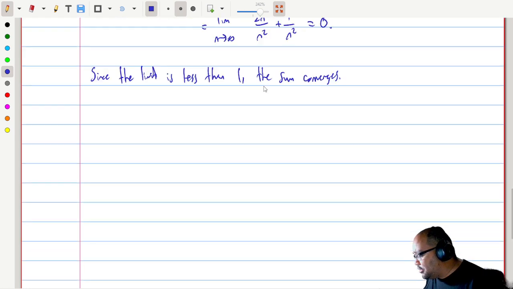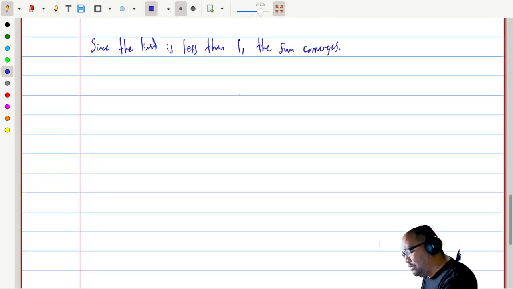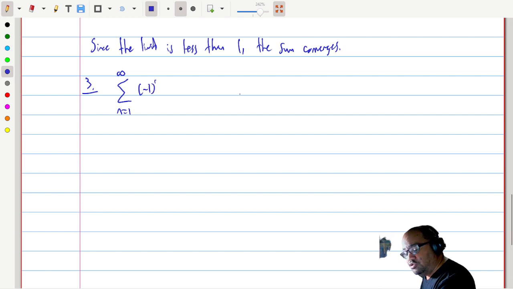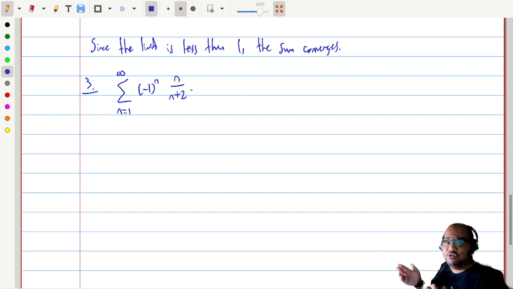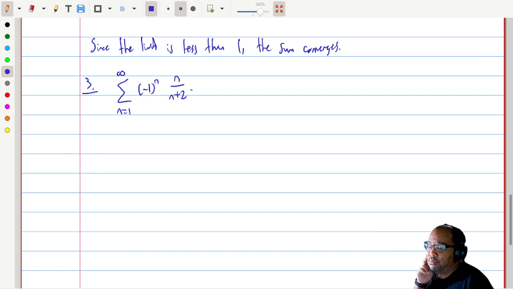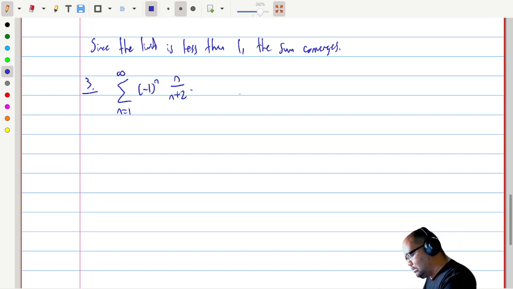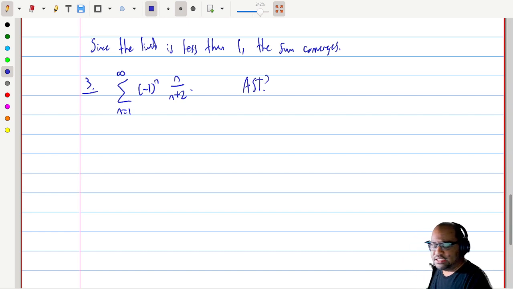Let's do this next one here. This one's also quite simple. Number 3. It's an alternating series. And when I see an alternating series, my first instinct is to use the alternating series test. And so I'm going to use the alternating series test here.